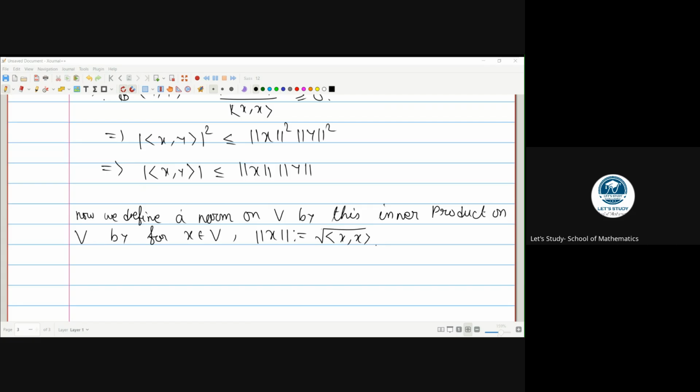Can someone try? If we are going to define a norm by this inner product, I mean I am defining it as root over of x comma x, prove that this will become a norm. Can anyone say why it will become a norm? It will satisfy the previous three properties that I wrote on normed linear space. Can anyone try?